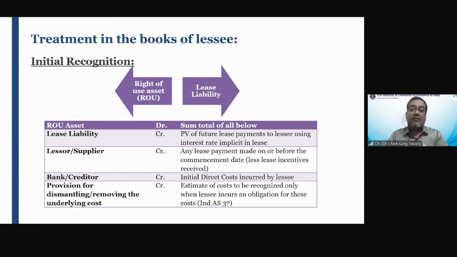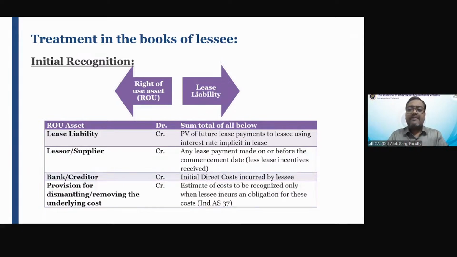Okay. Sir, what happens if lessee has paid an advance rent which is on or before the commencement date? In that case, that advance rent is also going to be added into the cost of the right of use asset, into the value of the right of use asset. Okay. Sir, what happens if the lessee has incurred some cost, for example, cost of registration of a lease, cost of paying a broker, stamp duty, legal fees, this is also going to be added to the value of the right of use asset, right?